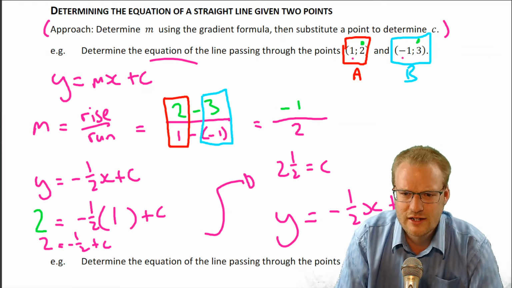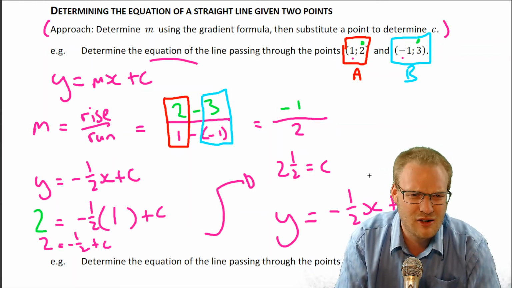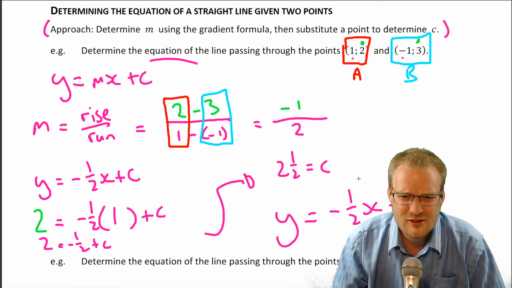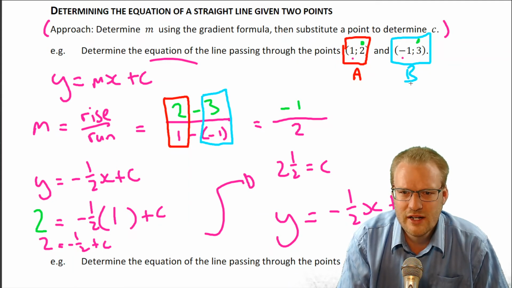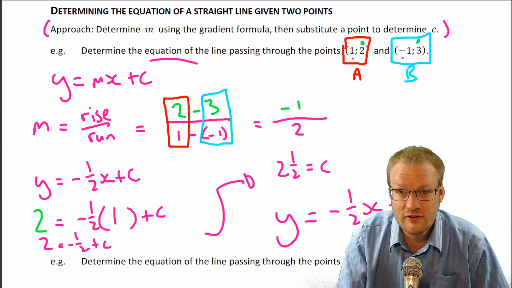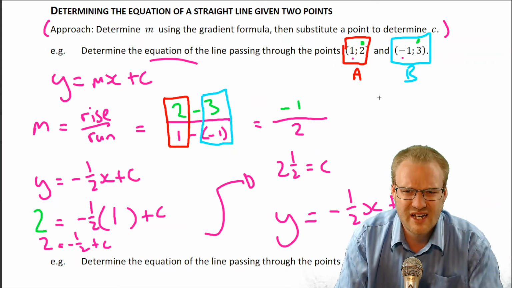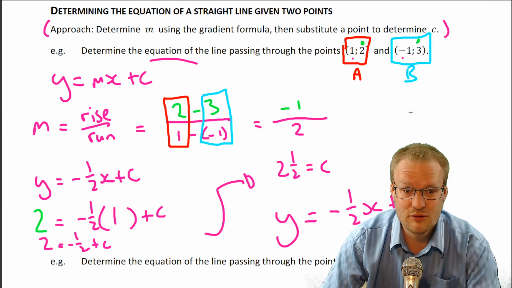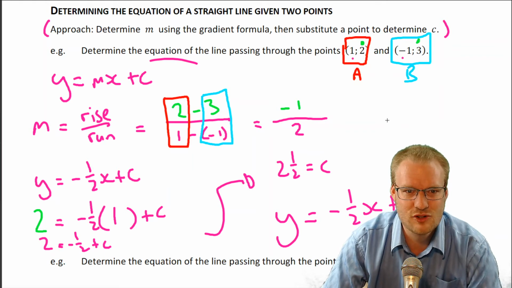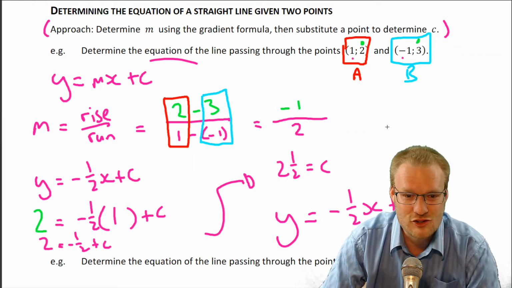I always like to see, is there a way that we can just check that our answer is right? Well, if we wanted to, we could substitute 1 in and see if we get 2, and we could substitute -1 in and see if we get 3. Let's try -1. That would be -1/2 times -1 is +1/2. +1/2 plus 2.5 does give you 3. So you can check it by substituting the other point. Not necessary though. I wouldn't say it's worthwhile spending the time to do that. But hey, if you're looking for extra things to do.